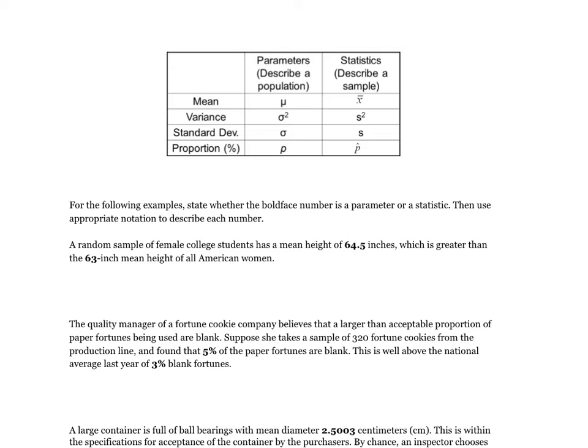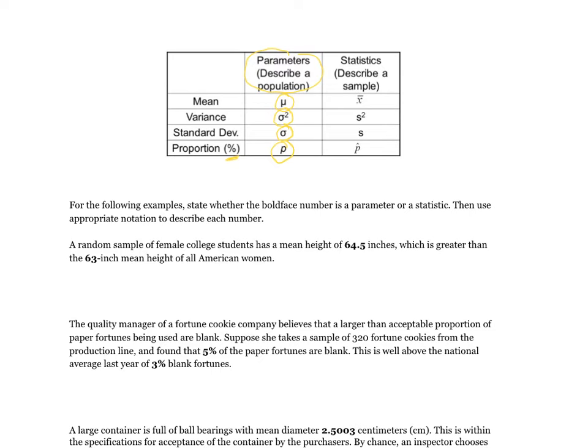Here's a chart that goes through the symbols you should be aware of. If we're talking about a parameter that describes a population, we're talking about a mu, the population mean. This is the population variance, sigma squared. This is the standard deviation, which is just sigma. Remember that the variance is the square of the standard deviation. Or we could be talking about p, a population proportion, which is when we're dealing with a percentage. So all of those numbers are talking about a population.